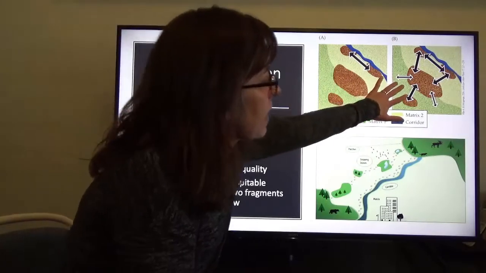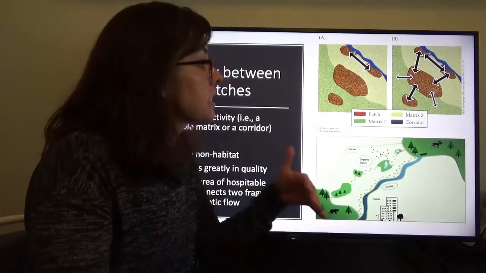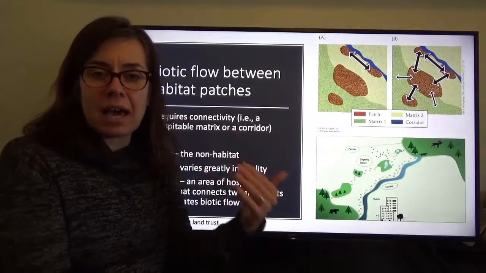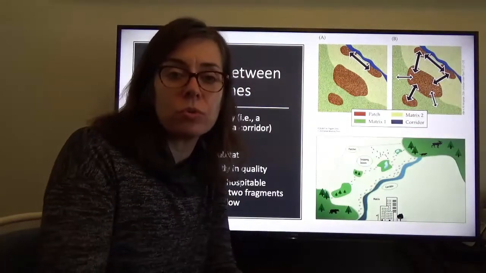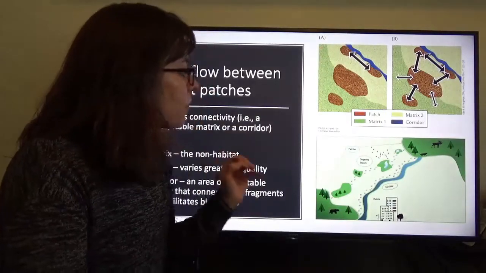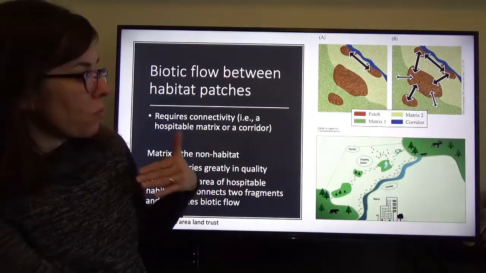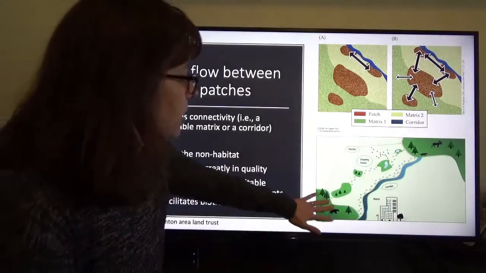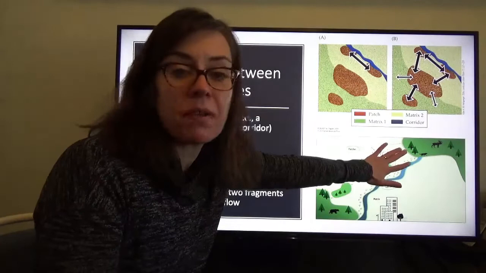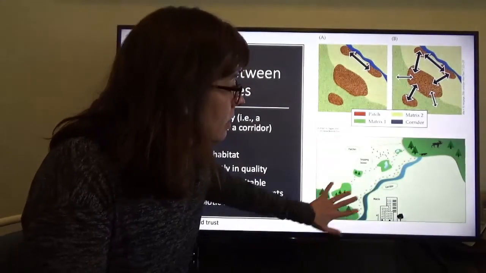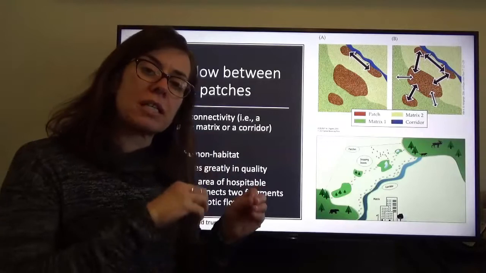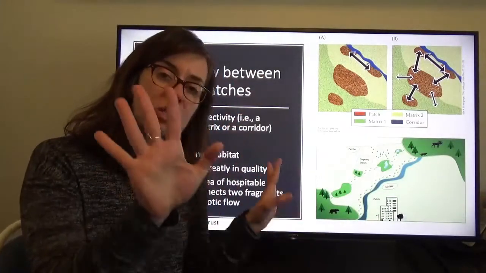In contrast, here we have a situation where the matrix is more hospitable, and you can see that movement of organisms amongst patches is greatly facilitated by the fact that we have this matrix that is hospitable to the organisms in the patches, okay? So matrix condition and corridors are both really important for thinking about how organisms will move from one area to another. And here is an example taken from the Edmonton Area Land Trust, where there are some other ideas, these smaller patches that may not be perfect habitat, but they provide stepping stones between one large intact area and the next. Having a diversity of ways that organisms can disperse from one fragment to another is important.